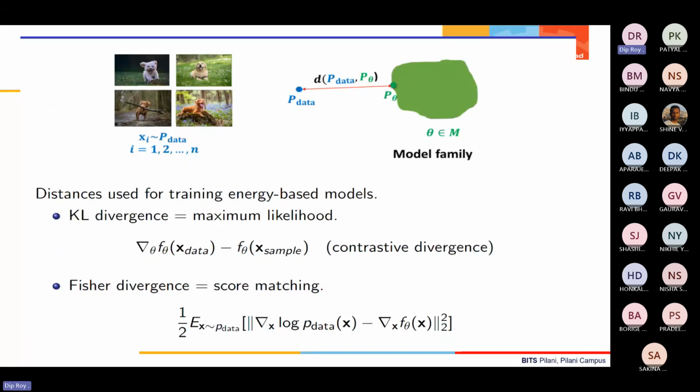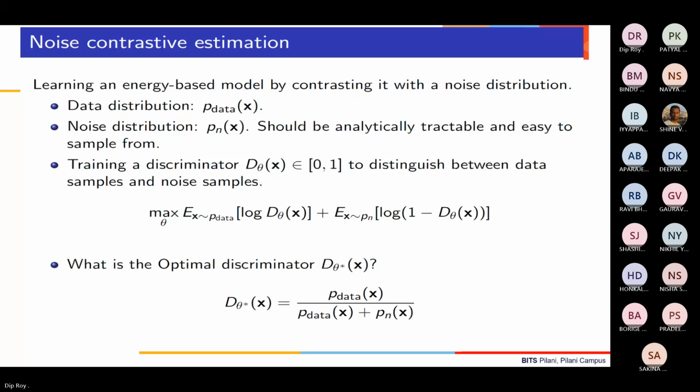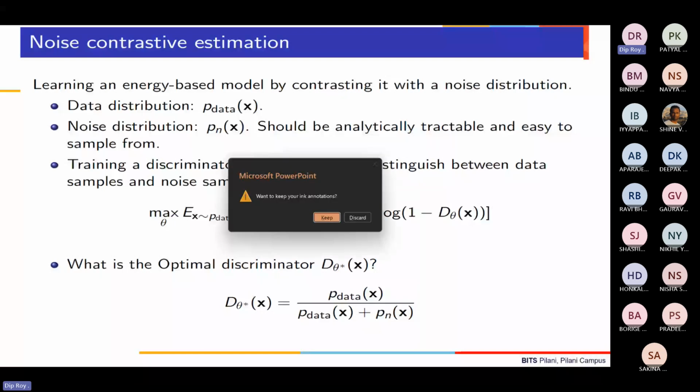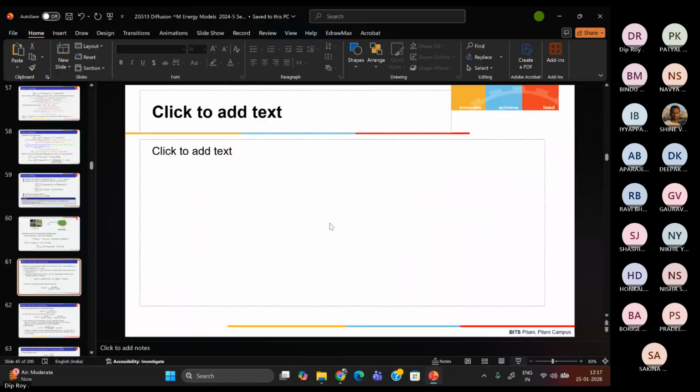The other thing which you can do is called the noise contrastive estimation. All right. Now, let me just take a few blank pages to explain this to you.